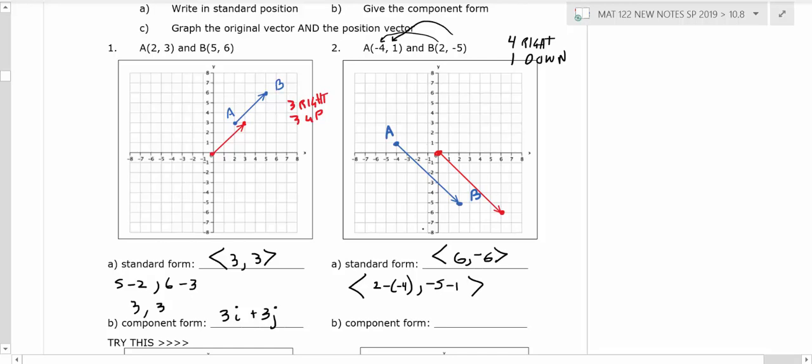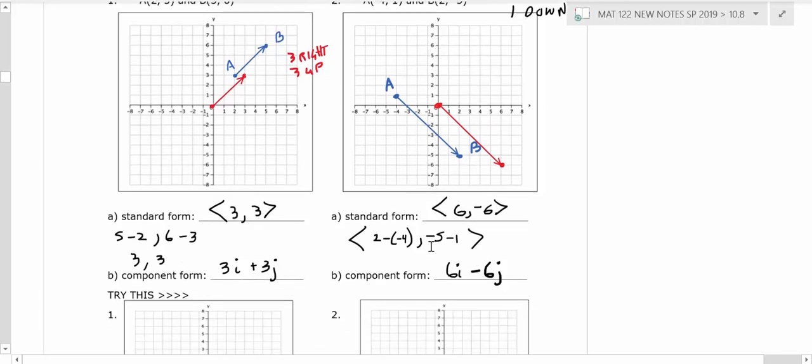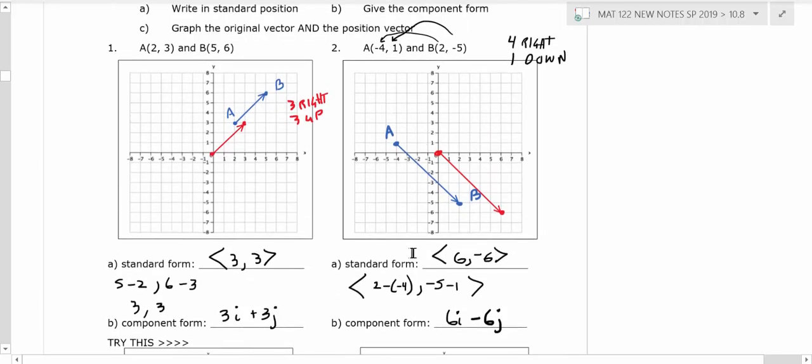So I want you to notice, if you graphed this thing, you would be going over 6 down 6 to get to that terminating point. And then the component form of that vector, we write 6i and then minus 6j, like that. So that would be the 2 ways to write that standard form of that vector. Component form, we usually use the ij form like that.